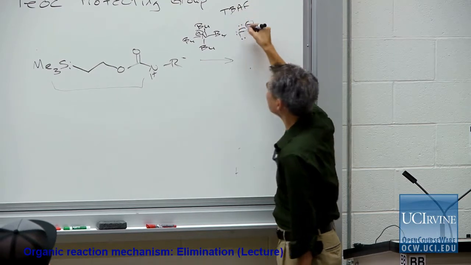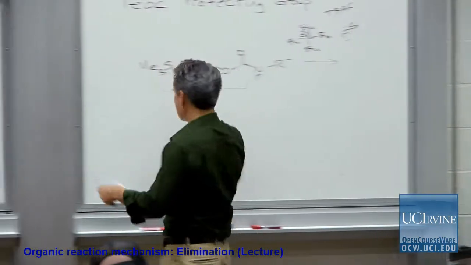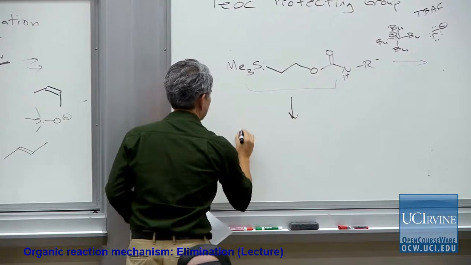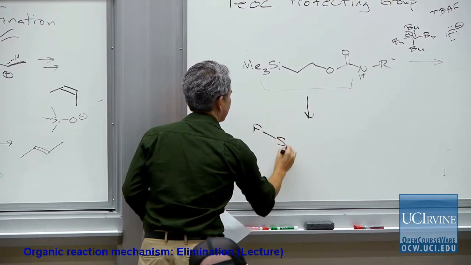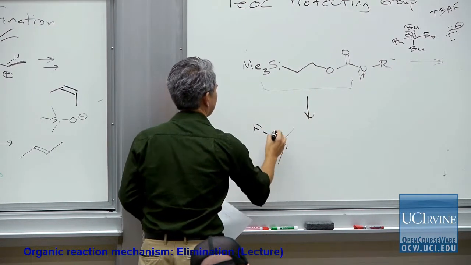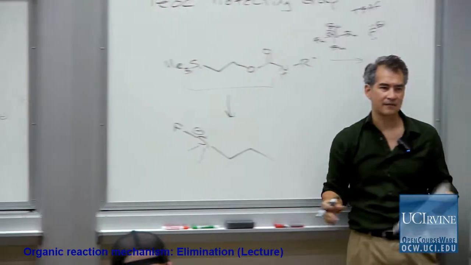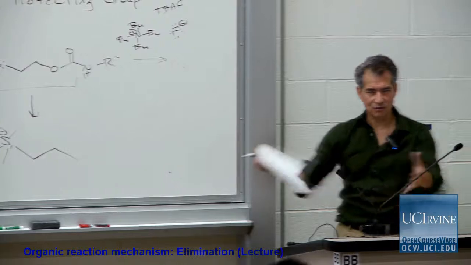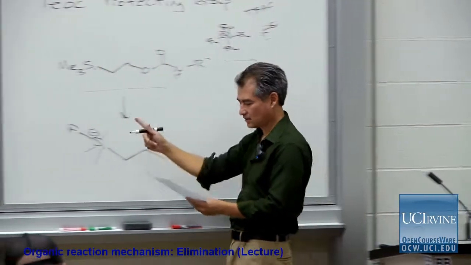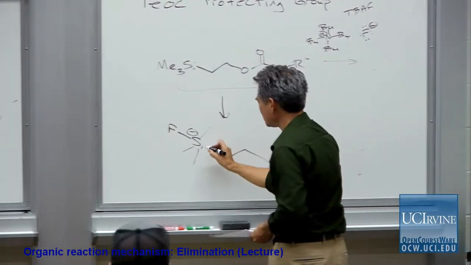So when you add TBAF, that fluoride comes in and attacks that silicon. So yes, oxygen loves silicon. Fluoride loves silicon even more. We talked about the bond strength of a silicon-fluorine bond. It's kind of like the strength of a carbon-carbon triple bond. Fluorine loves silicon. So you end up with this siliconate.